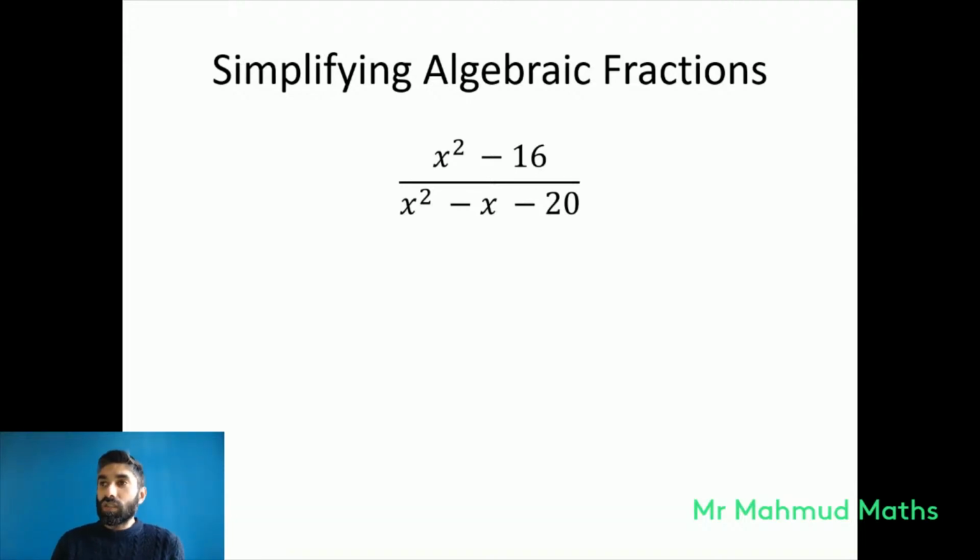How many marks? This is going to be around about 3 marks. 3 marks, I would say. Factorizing and simplifying. 3 marks.